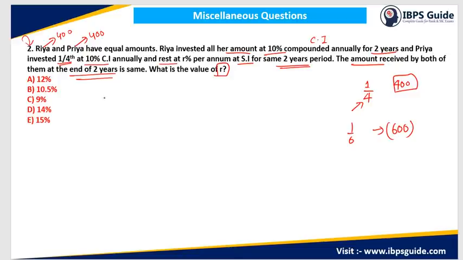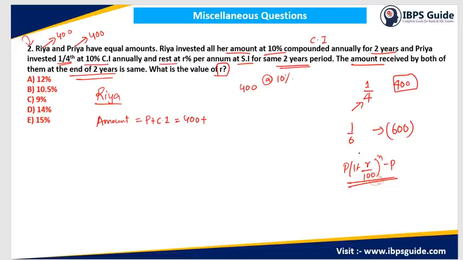Okay, now I have already to know that for Ria. Okay, what do I have to find for Ria? Amount, because the amount is the same. So the amount will be what? Principal plus CI, because what has Ria done? All her amount is in compound interest. So principal is equal to 400 plus compound interest. Now I have to find compound interest on 400 at 10% per annum. So how are you going to solve this? Either you can use the formula which is like this: P into (1 plus R by 100) to the power n minus P. This is the formula for compound interest. This is your traditional method.